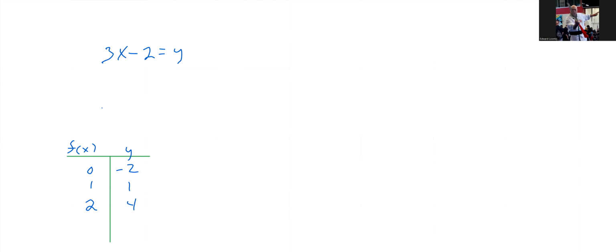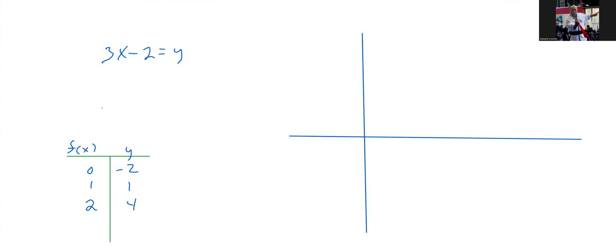So we have 3x minus 2 is y. I went ahead and filled out the T-chart. We would have already solved it and have the T-chart. I have a previous tutorial on that. So I'm going to take it from the T-chart and bring it over to a graph. I'm going to use this right here as my graph, with my x and my y axis.